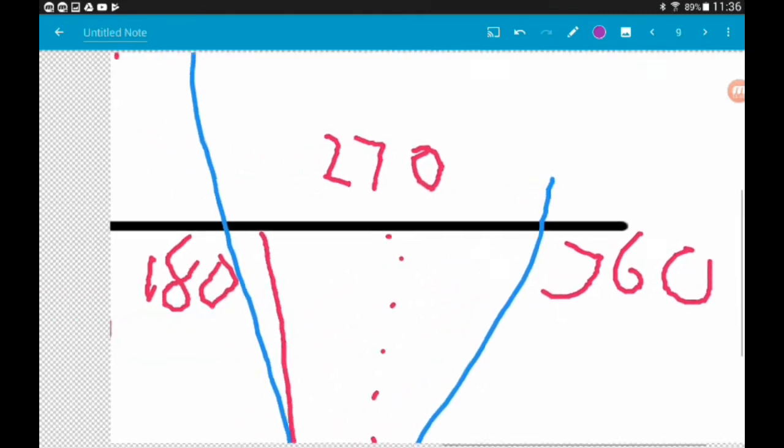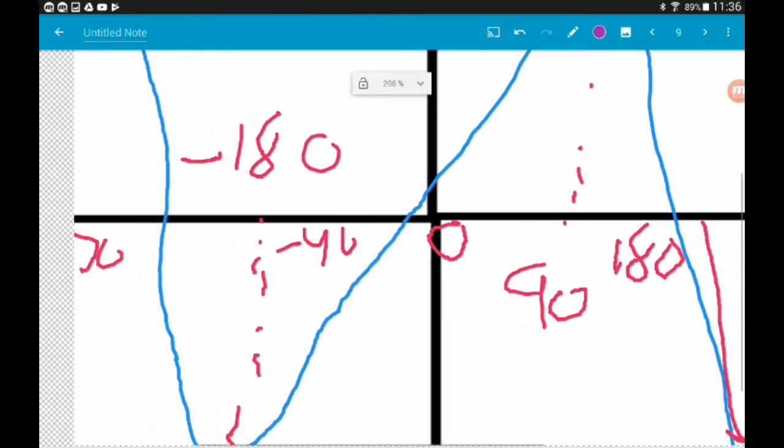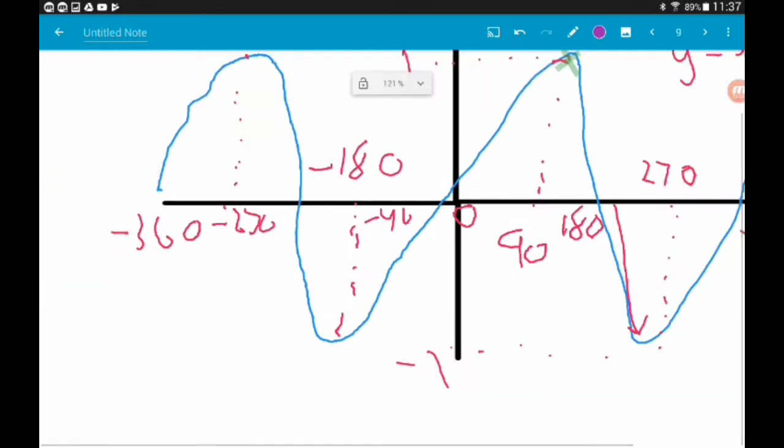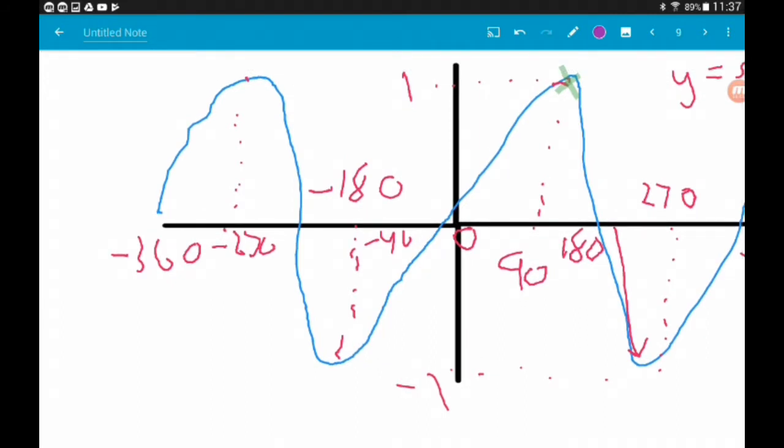Now you might wonder, where does the negative part of the graph come from then? Well, that comes from if we went around the circle in a clockwise direction. So instead of going anti-clockwise, we would be going clockwise, which would generate a negative part of the graph. So everything to the left of the y-axis.